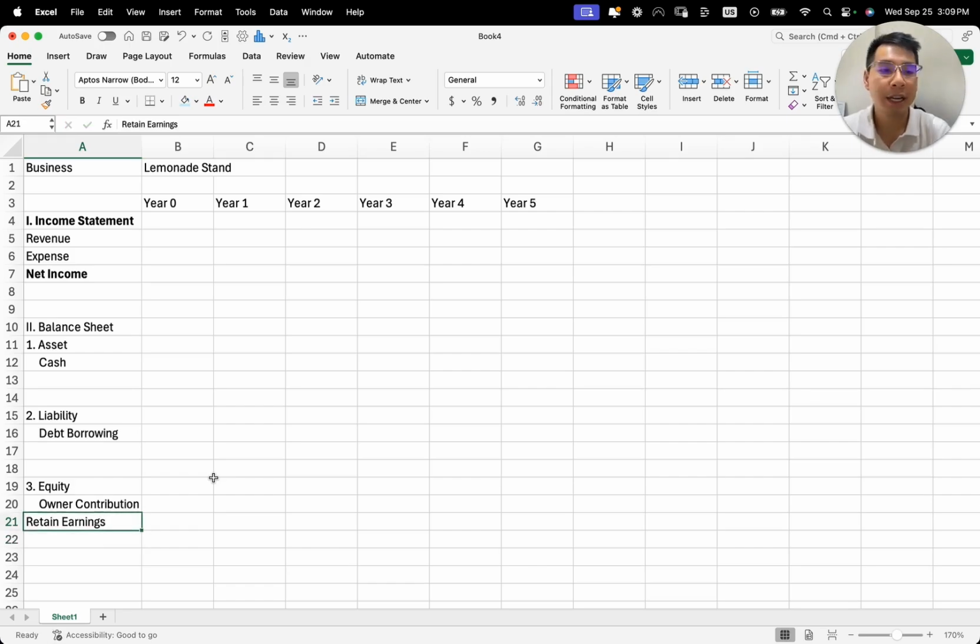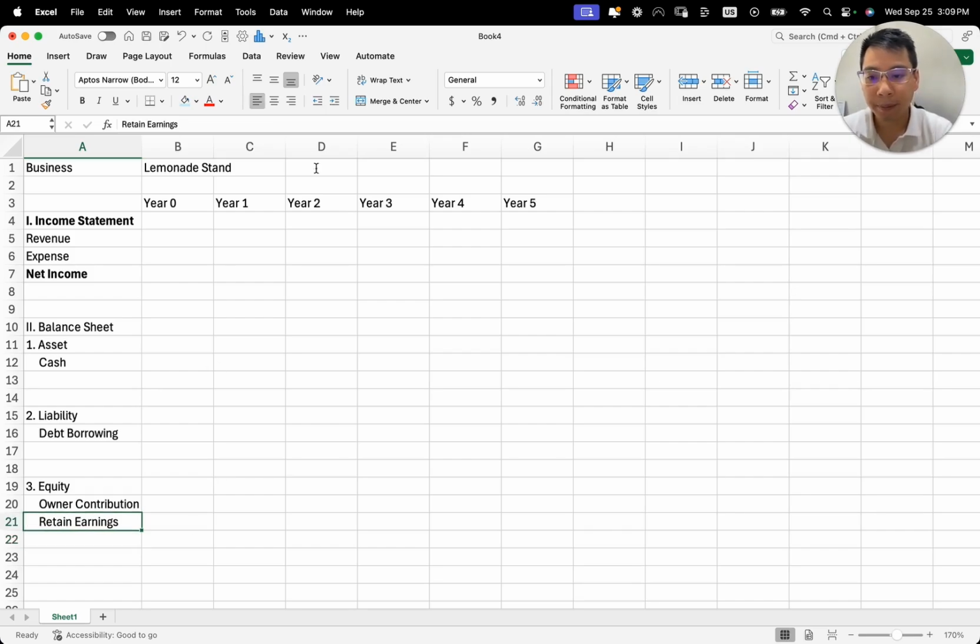Okay, retained earnings is whatever money you make from your net income, and then you retain it in the business, not taking it out. Because when you take things out, it's called owner withdrawal, or owner distribution in terms of dividend. For the simplicity of this exercise, I will not include owner withdrawal or distribution. I'll just keep it as owner contribution, and we retain the money inside the business.